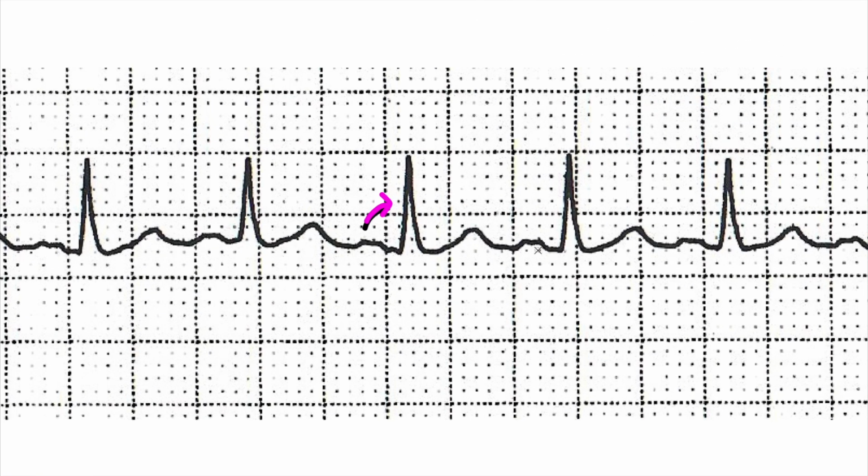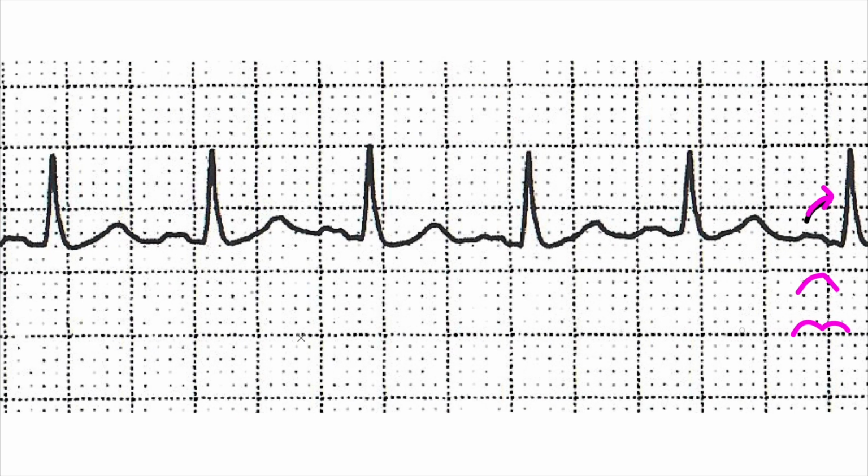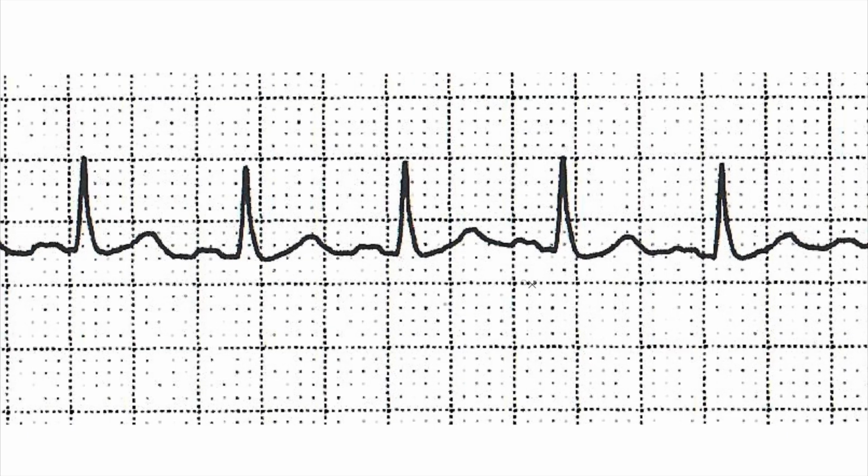When I zoom in, you see the P wave is not a nice single wave. It seems to be broken up into an M shape. And that is a sign that we could be looking at left atrial enlargement. See right here, it's a little bit clearer to see that M shape. This is associated with left atrial enlargement, or left atrial anomaly.